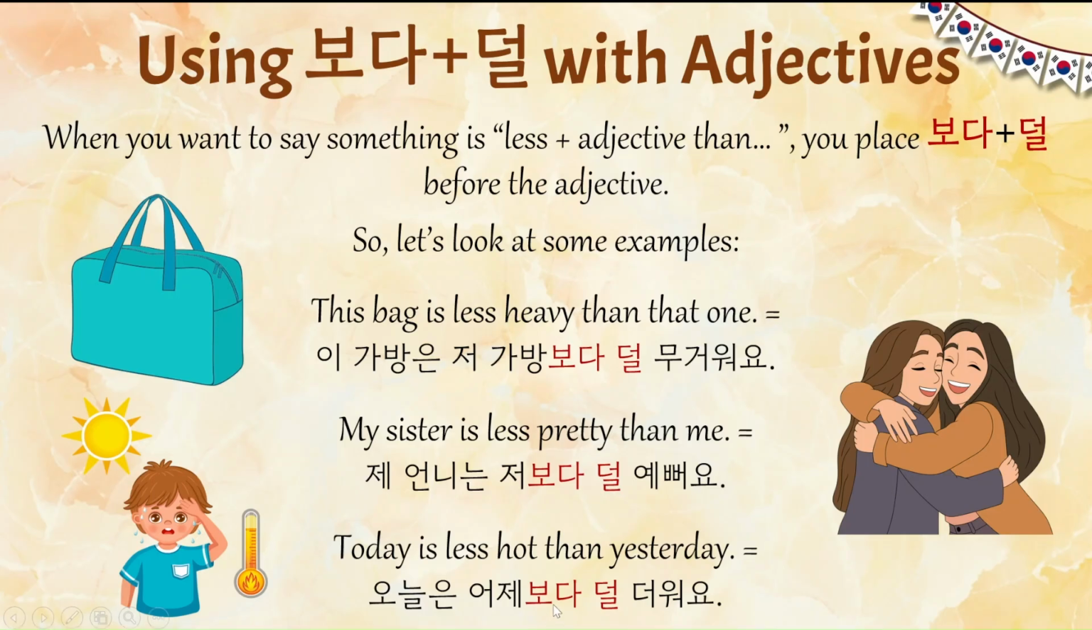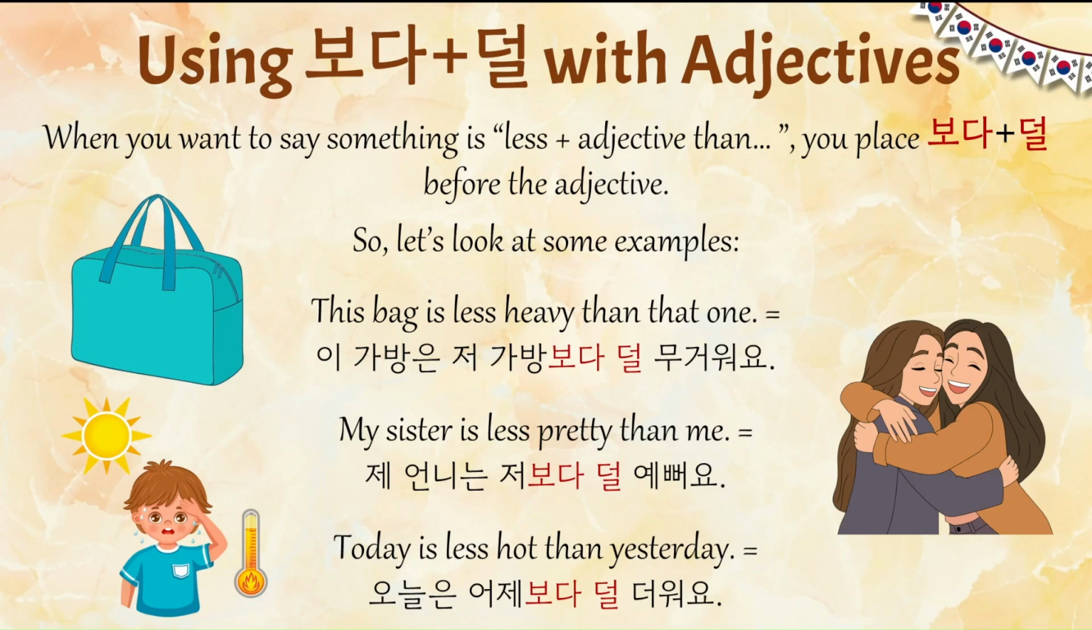Yesterday was hotter than today. 어제는 오늘보다 더 더워요. Or 더웠어요. Simple. So, this is how you can frame these sentences using 보다 더. The meaning will be same, no difference, but the point of view, it changes. Okay? I hope you're getting this.